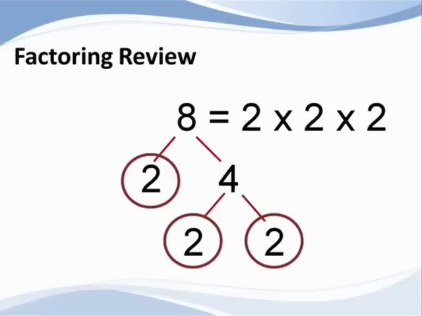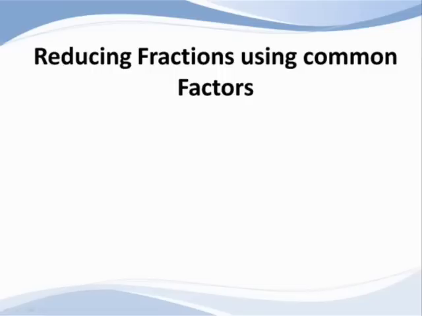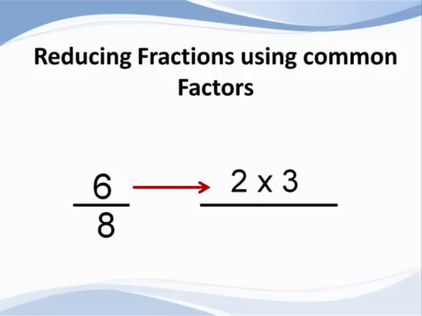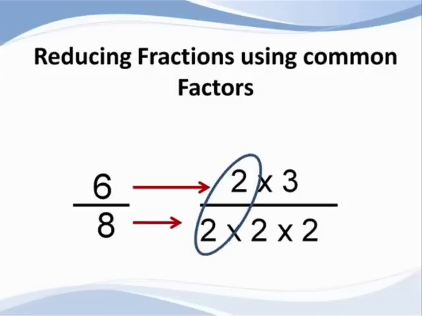So let's use this skill to reduce 6/8 using common factors. The first step is to factor each number into the product of its primes. 6 is equal to 2 times 3, while 8, as we just saw, is equal to 2 times 2 times 2. Next, we circle matches from the numerator and the denominator. In this case, there is a 2 on top that matches a 2 on the bottom.